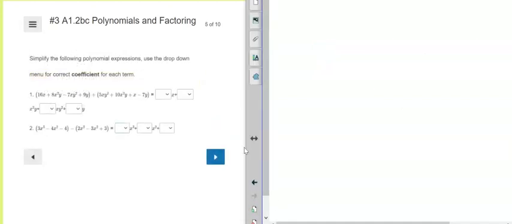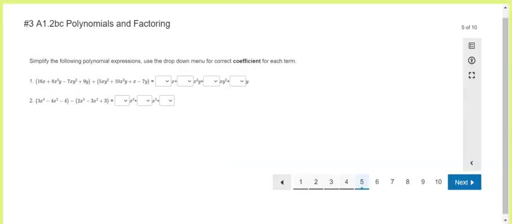Next one, it says simplify using the drop-down menu, write the coefficient. Okay, so basically combining like terms. I'm going to actually make this a little bigger. All right, so here we're trying to combine our like terms. So x goes with x. So 6 plus 11 is 17.